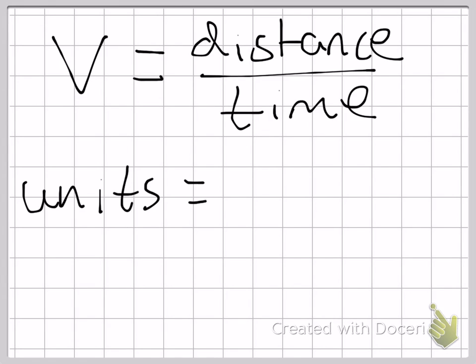Again, the formula is just the total distance and the total time, divided. And our units typically are going to be meters per second. We're dividing a distance in meters by a time in seconds, so that gives us meters per second for our units.